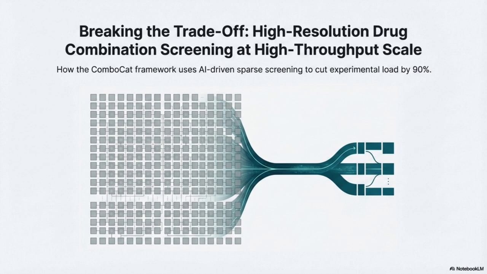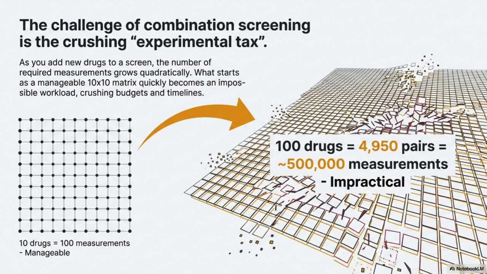And if you've ever been in a lab, you know this problem. You want to test two drugs across 10 different doses each. That's a 10 by 10 matrix, so 100 measurements, that's manageable. But then you try to scale it. You want to look at 100 pairs, 1,000 pairs, and all of a sudden the work just grows quadratically. It stops being biology, and it starts feeling like this crushing experimental tax. Oh, it's an impossible workload.